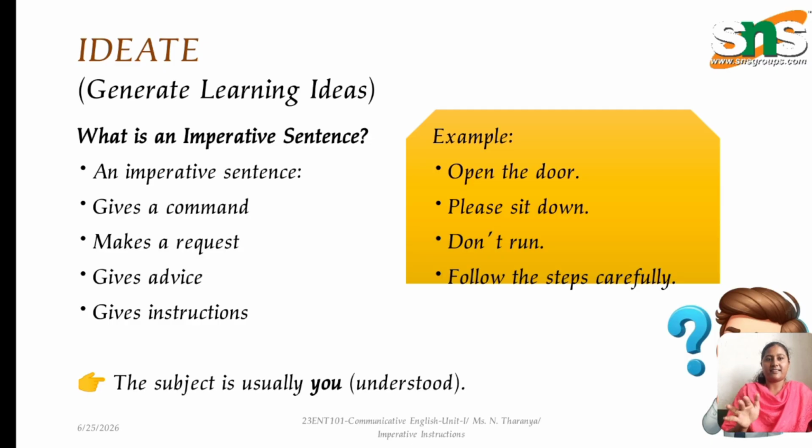Let's see some other examples. "Open the door." It is a command. "Please sit down." It is a request. "Don't run." It is a negative command. "Follow the steps carefully." It's an instruction given. Imperative sentences are usually short, direct and action oriented. They tell someone what actions need to be performed.